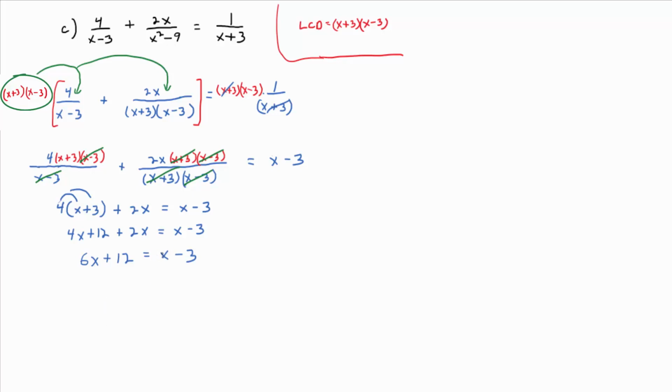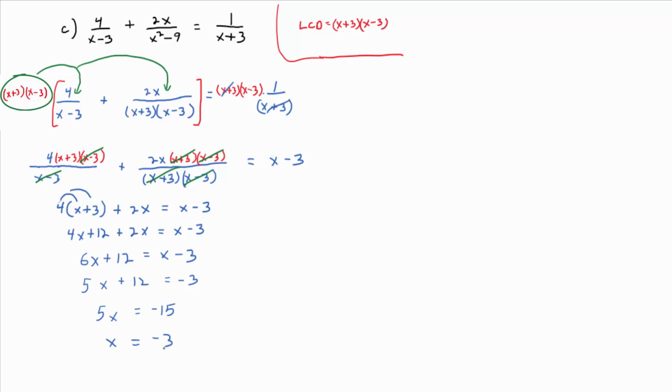If we got all the x's on the same side, what would we do with this x? So subtract it, and you'd get 5x plus 12 equals negative 3. And then what do you want to do with the 12? What do you get if you subtract 12 from both sides? Negative 15. And then what do you get if you divide both sides by 5? Negative 3.